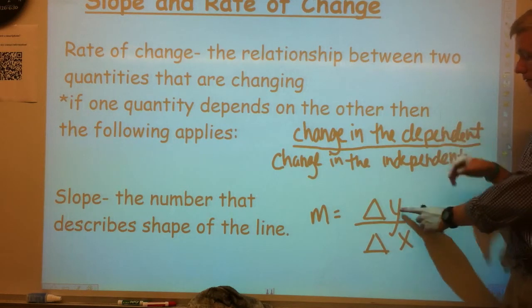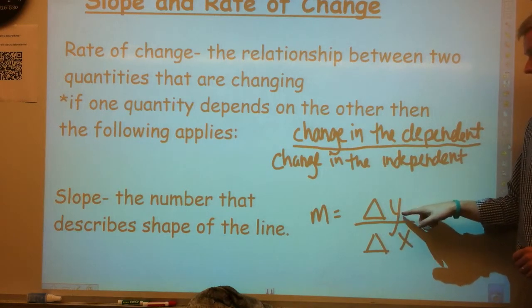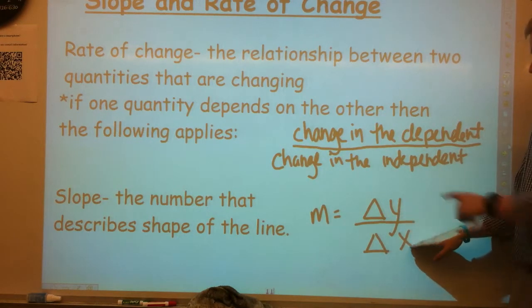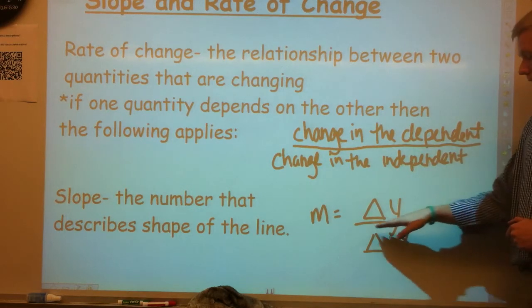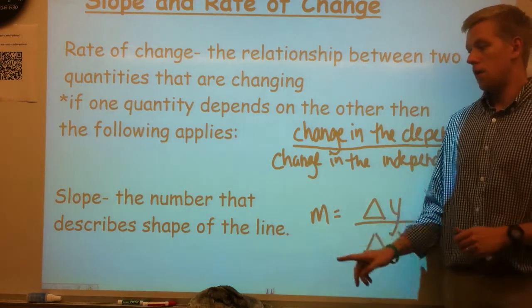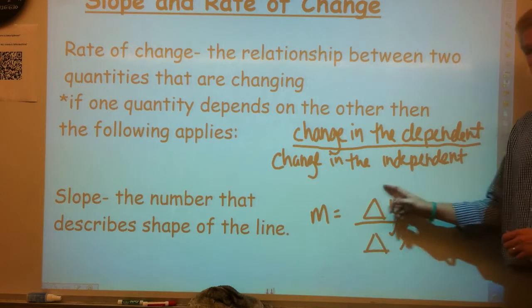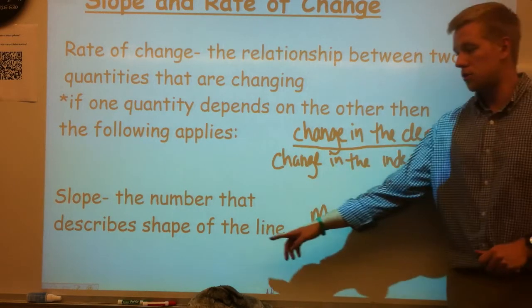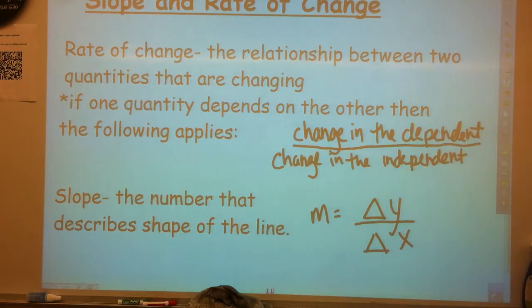Okay? So our dependent variable, remember variable meaning letter, our dependent variable will always be the y value, and our independent variable will always be the x value. And we take the change in that y divided by the change in that x. That's how I find my slope, and that's how it describes the shape of that line. I use that number, that quantity, whatever I get from this formula, to help me describe the shape of that line.